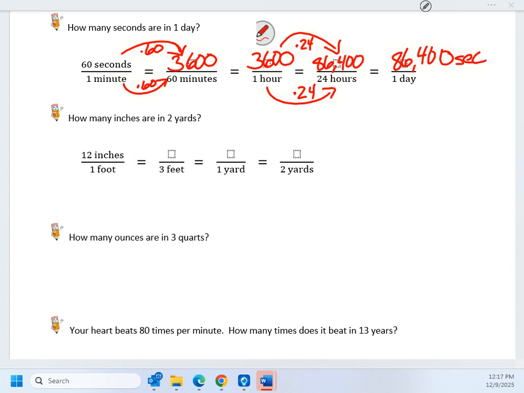So let's look at how many inches are in 2 yards. How do I go from 12 inches in 1 foot? Holland? 12 times 3. How did I go from 1 foot to 3 feet?